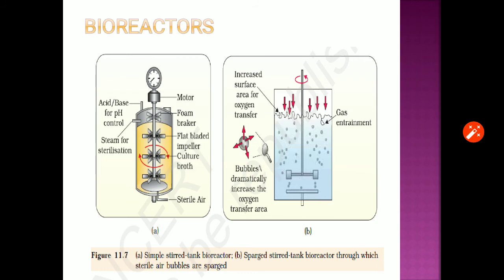Again, there are two bioreactors which are included in your syllabus, and the names are the simple stirred tank bioreactor and the sparged stirred tank bioreactor. Both images are very important for board examination, so you need to prepare both, and also you need to remember the names of the bioreactors. The question may come: draw a bioreactor, as well as tell the names of two types of commonly used bioreactors. So the two names are given here, and you need to practice the figures also.